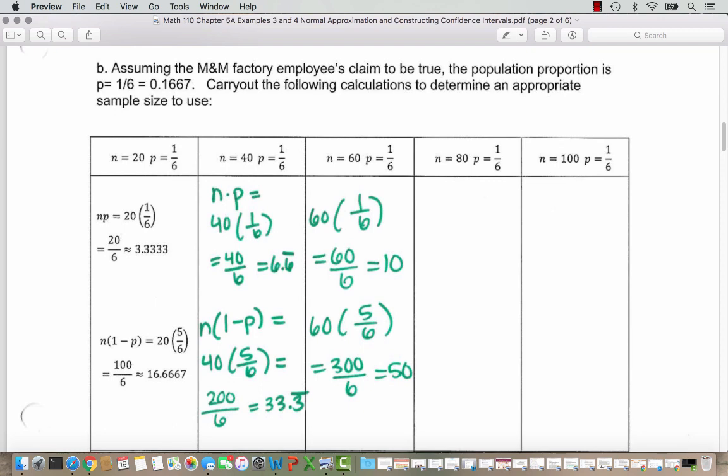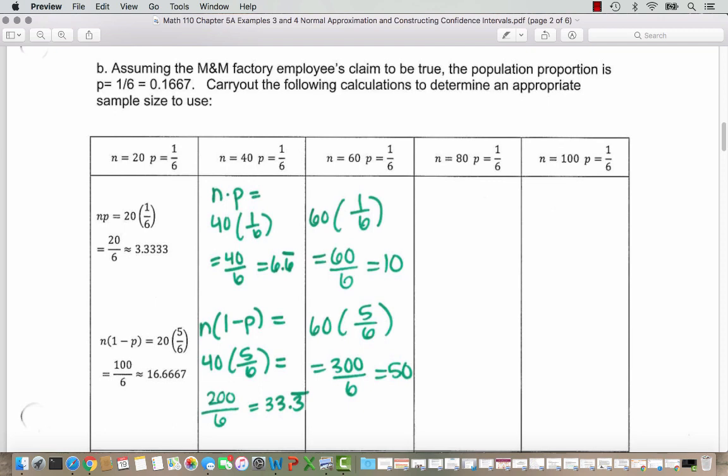And you could do this as 20 times 1 is 20 over 6, or you could do it by converting 1 out of 6 to decimal. And so we get that we would expect 3.333 blue M&Ms in this sample. So this is an expected value, so of course you would never actually get a decimal. You would expect to get somewhere between 3 and 4.